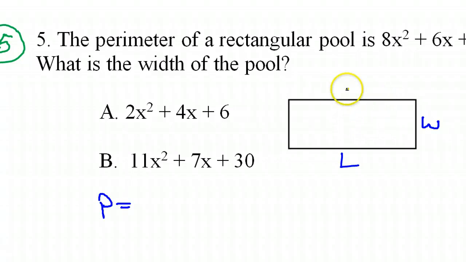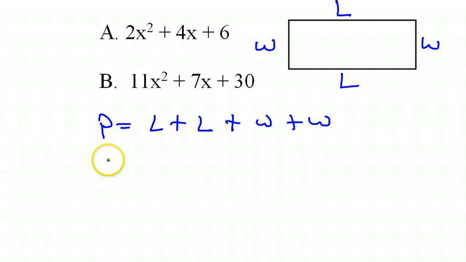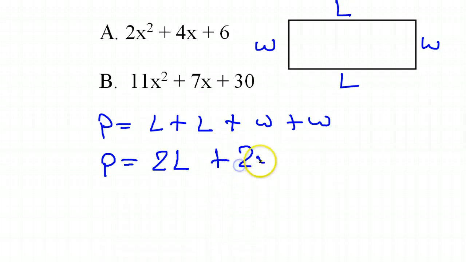Well, like we did with the numbers, if this is a length L, then this will be the same length. If this is W, then this will be W. So the perimeter would be length plus width plus width, sum of all 4 sides. Well, these two are the same, right? So the perimeter is equal to 2L plus 2W, double the length plus double the width. That should give you the perimeter.